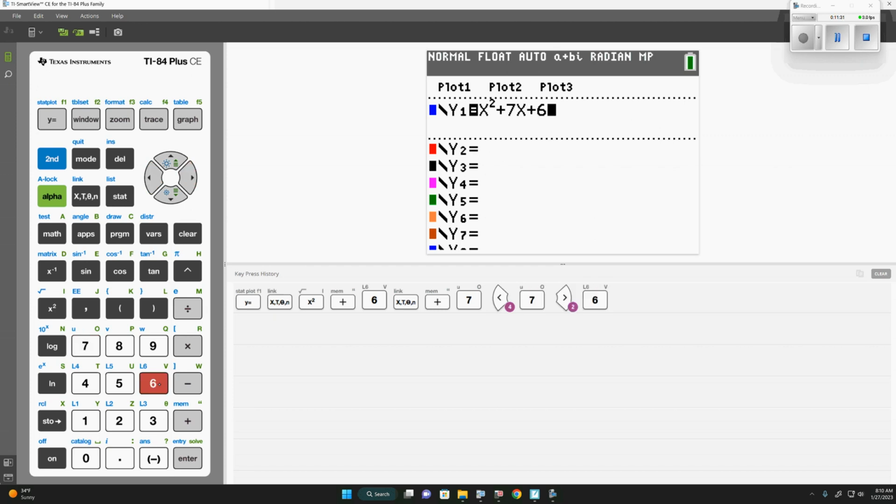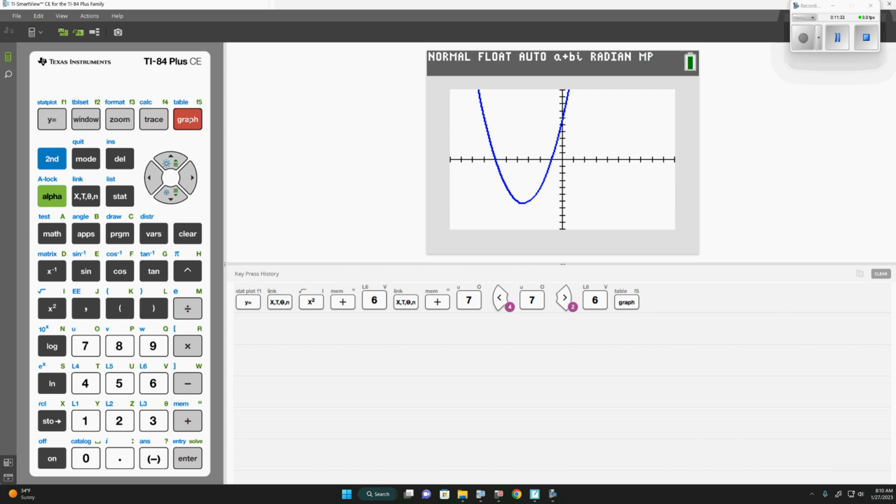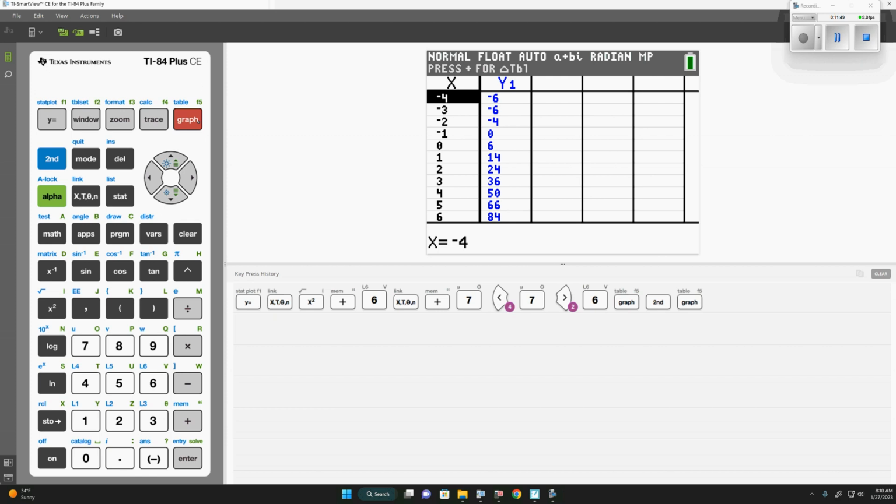7x plus 6. And we can hit graph. What we're looking for is the x values that make y equal 0. We're really looking for where it crosses the x-axis. What values of x will make the value of y be 0? And we see it does cross in two places.